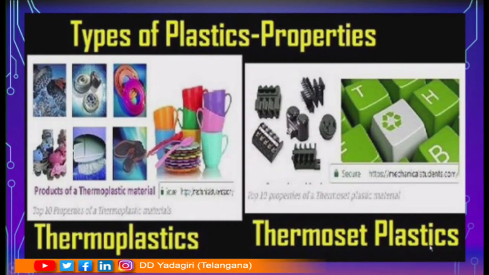Now, these are the thermosetting plastics. Your keyboard, the switchboards, fuses are all thermosetting plastics. We'll be learning about it in this lesson.